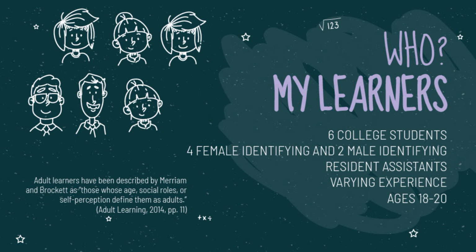Adult learners have been described by Merriam and Brockett as those whose age, social roles, or self-perception define them as adults. That is why I know sometimes I think of my learners as young or young students because they're younger than me, but these are my adult learners that I chose to teach.